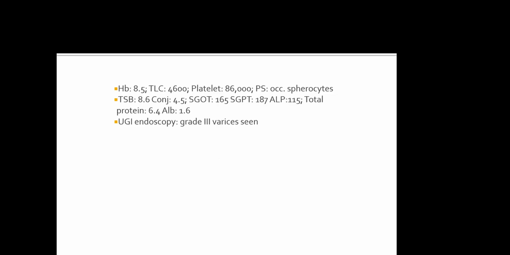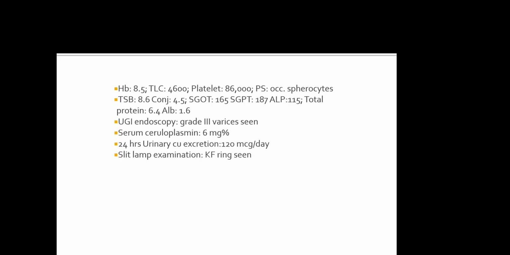Wilson's disease, yes. So there were occasional spherocytes, platelets were low, but everything else pointed towards Wilson's disease. So serum ceruloplasmin was low, the urinary copper excretion was high, and we could see a KF ring. So this was Wilson's disease with anemia as a presentation. So if you treated the Wilson's, this would have gone away.